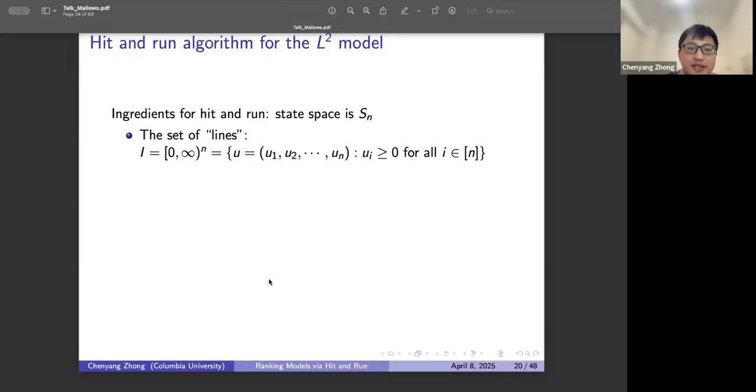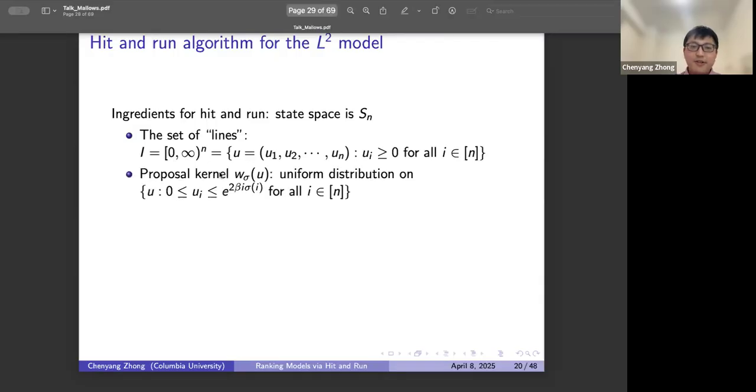So now I want to specify the ingredients in order to apply the hit and run algorithm to sample from those L2 models. So first of all, we need to introduce a finite set I, which specifies a set of lines. So in the current setup, we are going to consider the set I to be n non-negative real values, u1, u2 up to un, each of them required to be non-negative. So the set I would be equal to 0 to infinity to the power of n in this context.